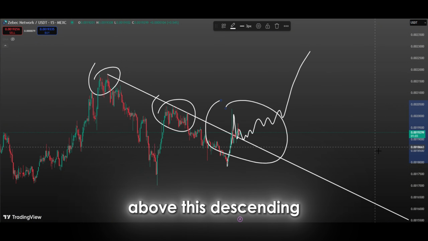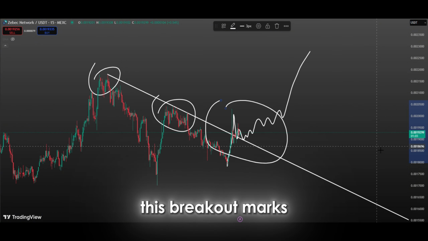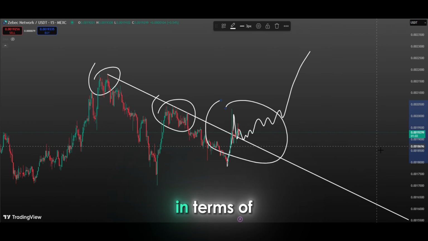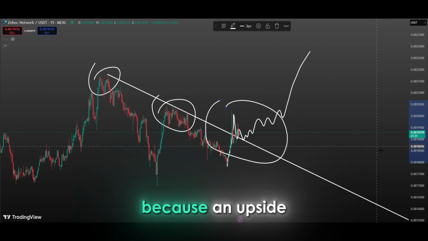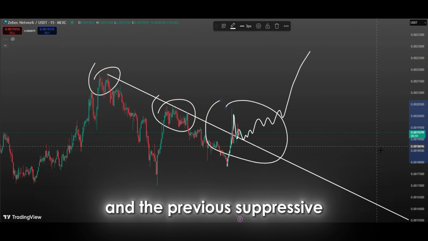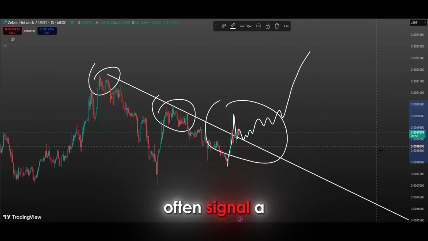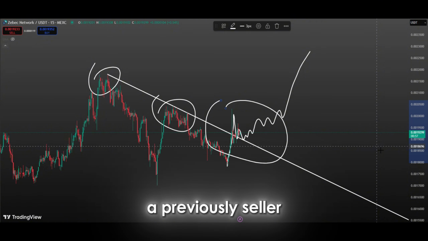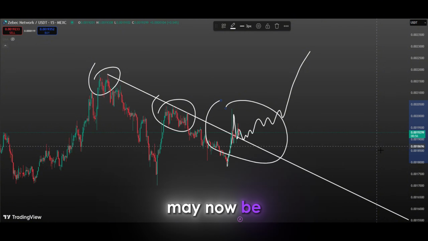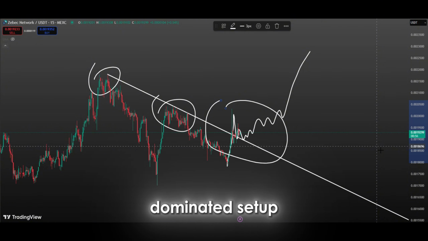A breakout occurred above this descending trend line. This breakout marks a very critical development in terms of technical analysis, because an upside breakout of the downtrend may indicate that a transformation in the market structure has begun, and the previous suppressive structure is no longer valid. Such short-term trend breaks often signal a shift in market dynamics. A previously seller-dominated structure may now be giving way to a more buyer-dominated setup.